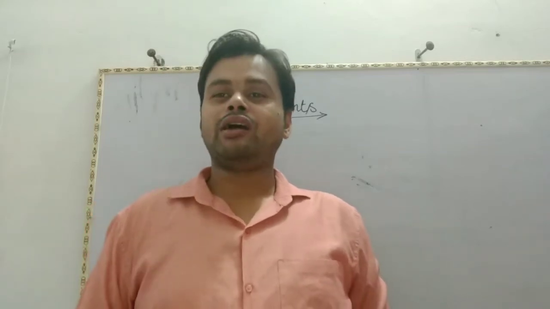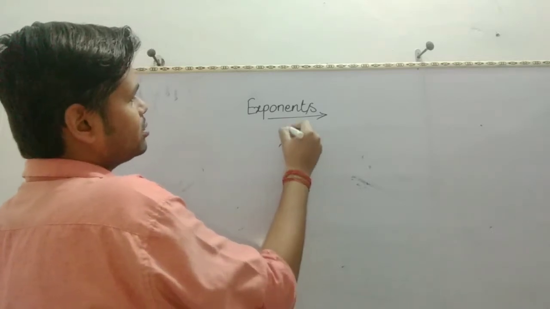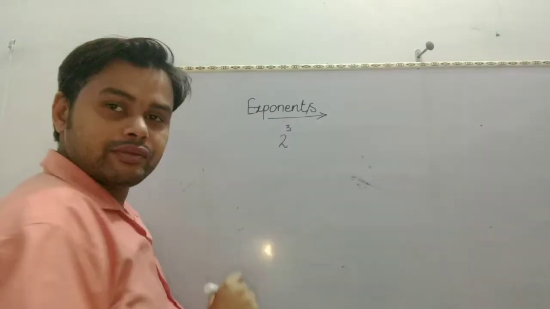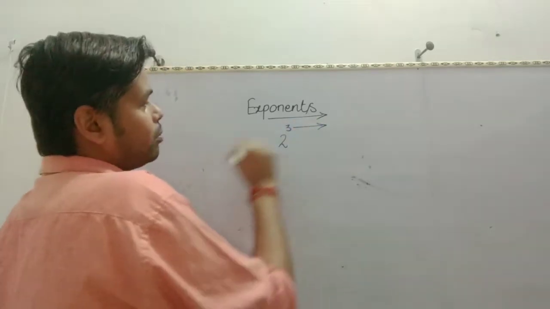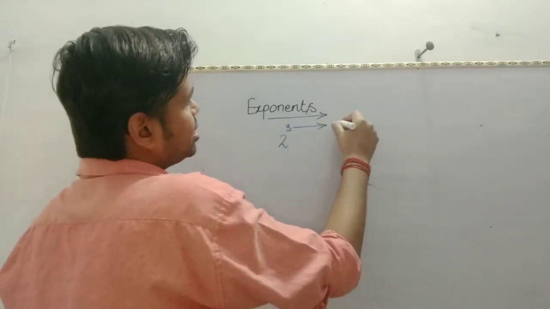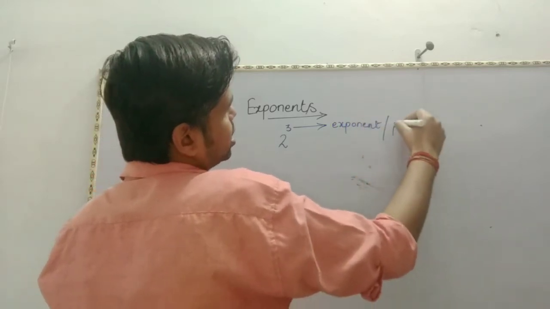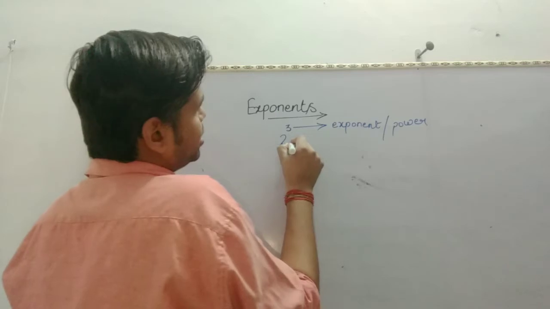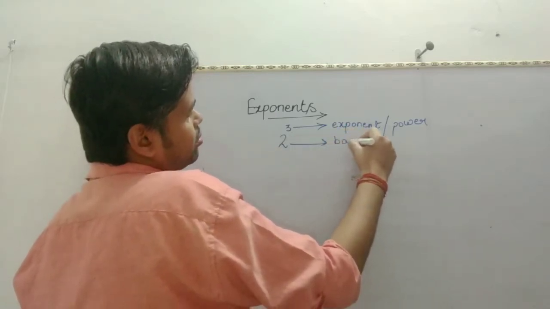Hello everyone. Our new topic is exponents. Suppose there is a term written like this. The upper number will be considered as the exponent, or we say power, and the number at the bottom will be considered as its base.